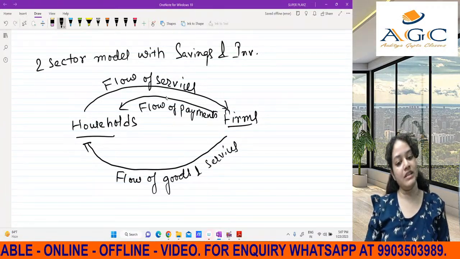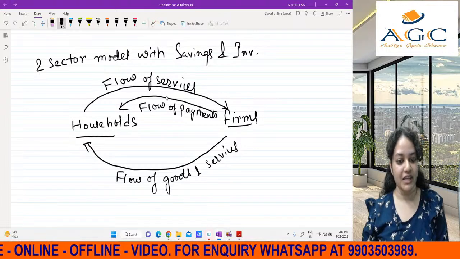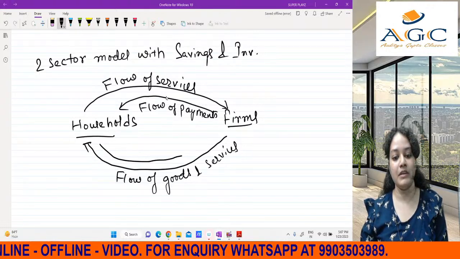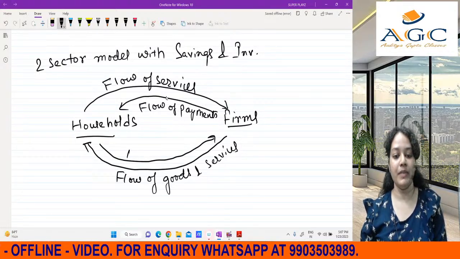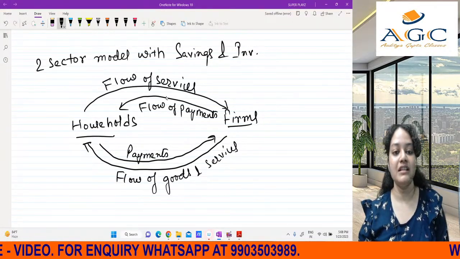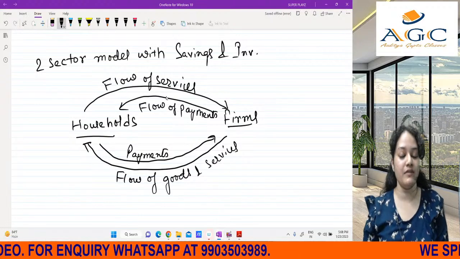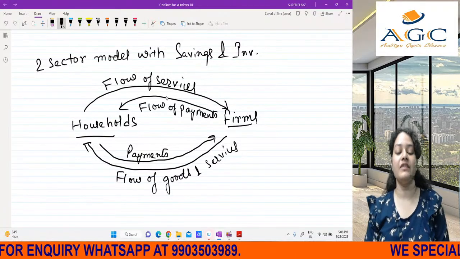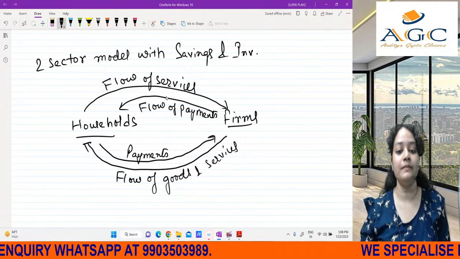And then for those goods and services, obviously we won't be getting it for free. So we have to make our payment. So this is our payment. Now till here, it is clear that it is our two sector model without savings and investment. Where does our savings and investment come into the picture?